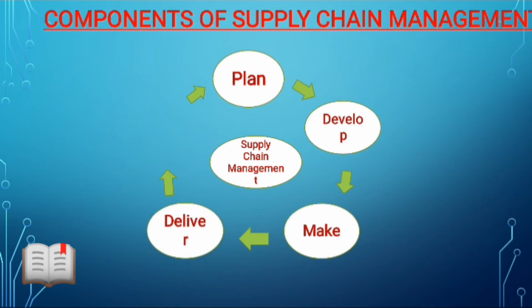Deliver. The fourth stage is the delivery stage. Here, the products are delivered to the customer at the destined location by the supplier. Now, the last and final stage is referred to as the return. In this stage, defective or damaged goods are returned to the supplier by the customer.